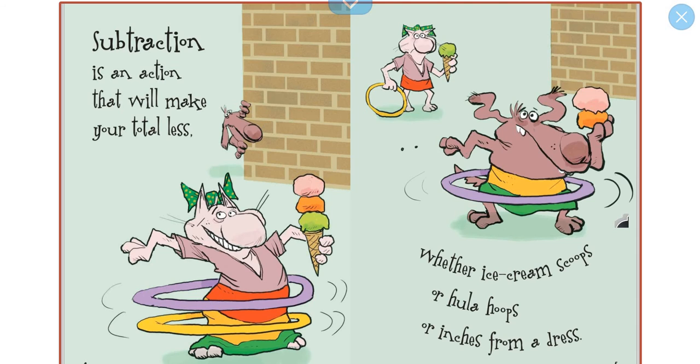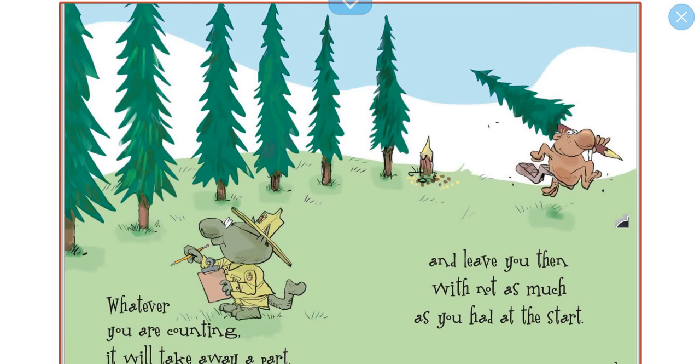Subtraction is an action that will make your total less, whether ice cream scoops or hula hoops or inches from a dress. Whatever you are counting, it will take away a part and leave you then with not as much as you had at the start. So it looks like this little beaver guy is taking away a tree.